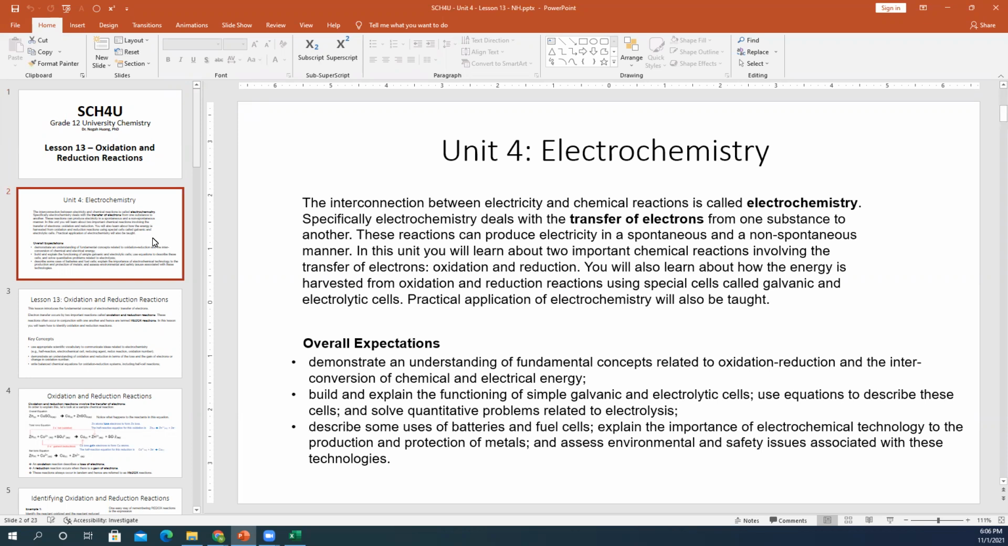Electrochemistry is the interconnection between electricity and chemical reactions, and it deals with the transfer of electrons from one substance to another. And this can take place in a spontaneous fashion or in a non-spontaneous fashion. Specifically in today's lesson, we are going to learn about a very important type of reaction that involves the transfer of electrons, and these are oxidation and reduction type reactions.